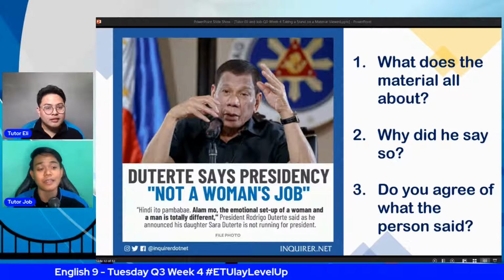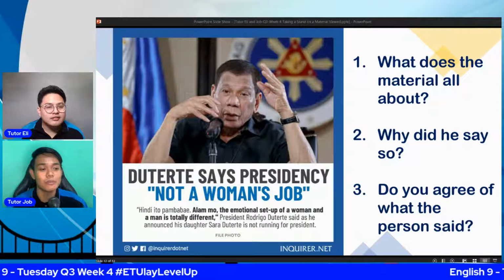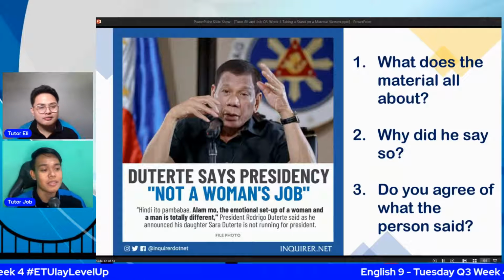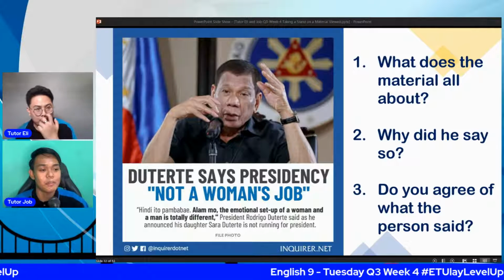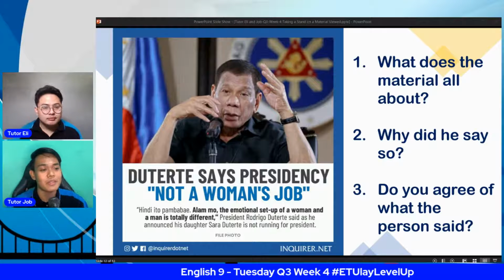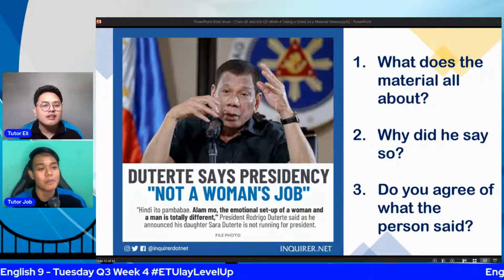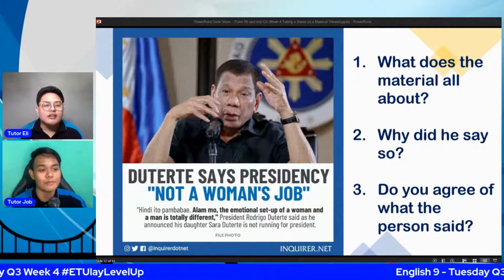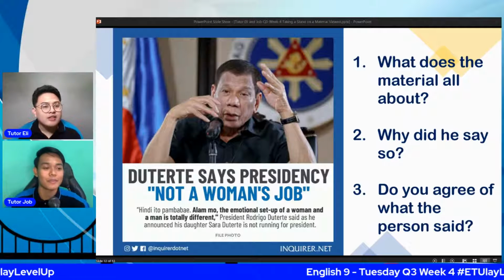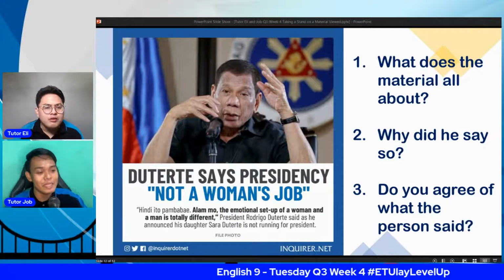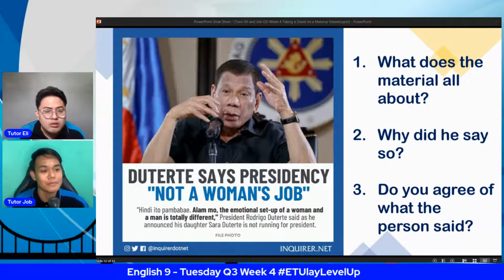Ayan, from Kurt. Isinagot niya kanina yung number 2. Why did the president say so? Because the emotional setup of a woman and man is totally different, he said. So yan, nasagot ni Kurt, that's the right question number 2. That's accurate. Now, for number 3, that's an accurate answer taken from the material. Now, how about for number 3? Why do you disagree?